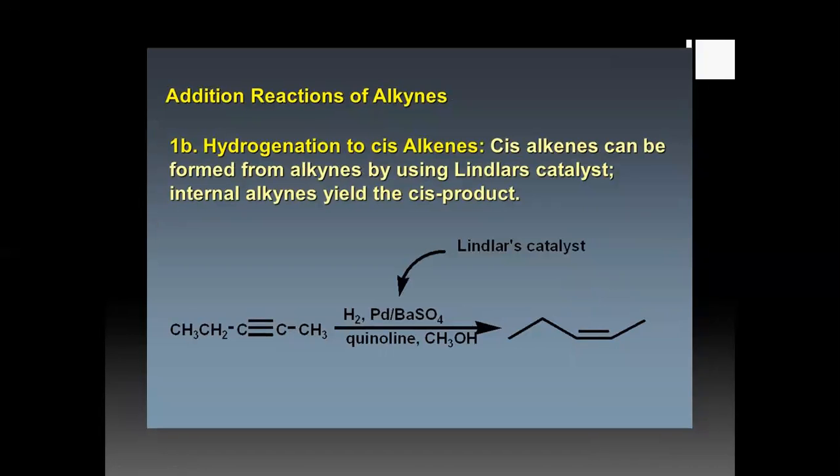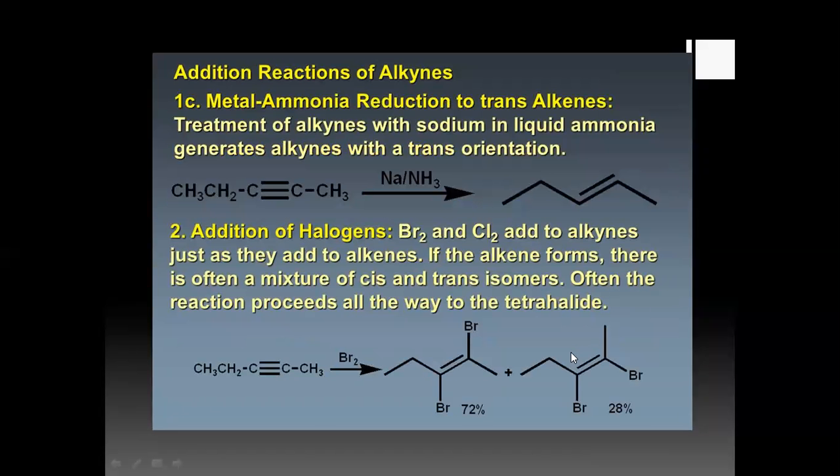Addition reactions of alkynes, like hydrogenation to cis alkenes. We can prepare cis and trans alkenes from the hydrogenation of alkynes. We will obtain cis alkene if we use Lindlar's catalyst, which is palladium on barium sulfate. When we treat the alkynes with Lindlar's catalyst, they will be converted into cis alkenes. And when we treat the alkynes with metal ammonia, they will be converted into trans alkenes.